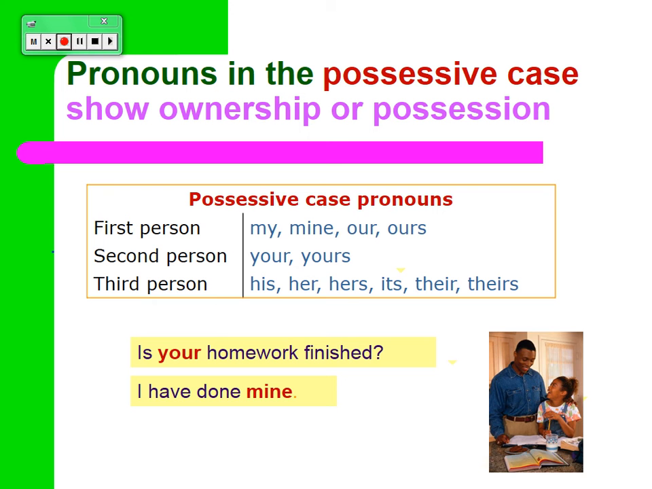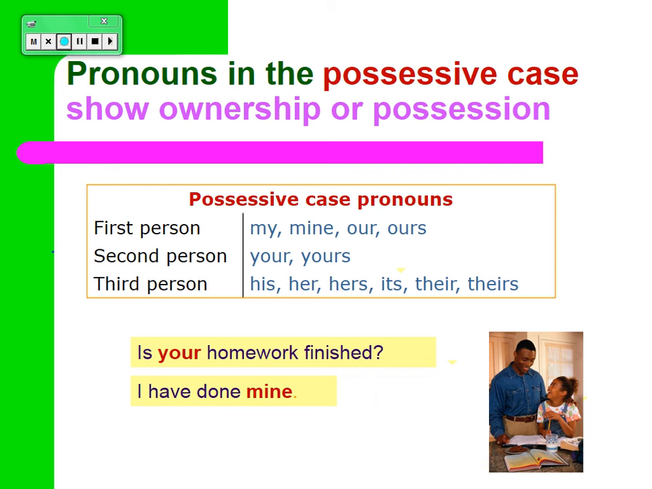Okay, so first person, my, mine, our, ours. Second person, your and yours. And then third person, his, her, hers, its, their, theirs. So third person, there's a lot of possessive pronouns. Okay, so for example, is your homework finished? And remember, it's really smart to write down some examples so that you can look back and quickly remember with your examples. So is your homework finished? Your, the homework belongs to you, so your is a possessive pronoun.